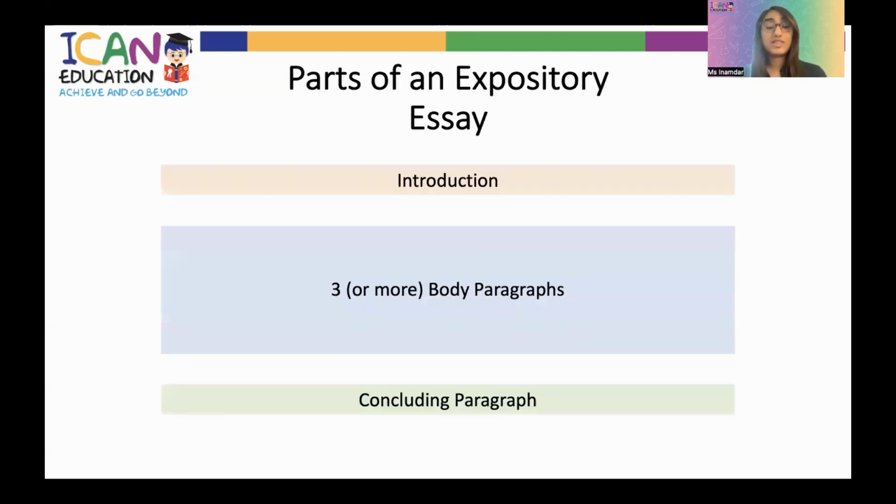Okay, now the parts of an expository essay are pretty similar to any other essay. You have an introduction, you have 3 body paragraphs, and you have a concluding paragraph. In an expository essay, though, you may have more than 3 body paragraphs, depending on how much information you actually want to write about. So let's take this step by step.